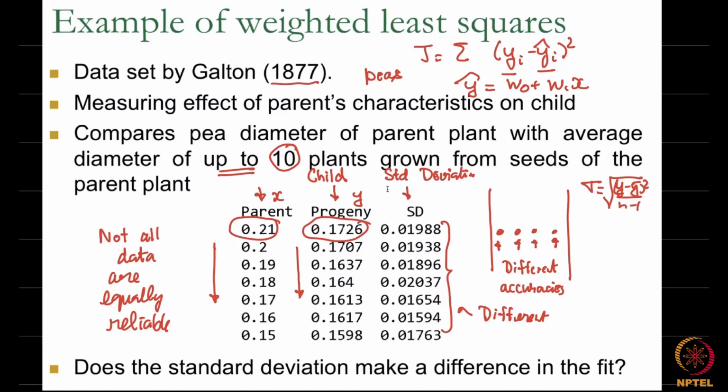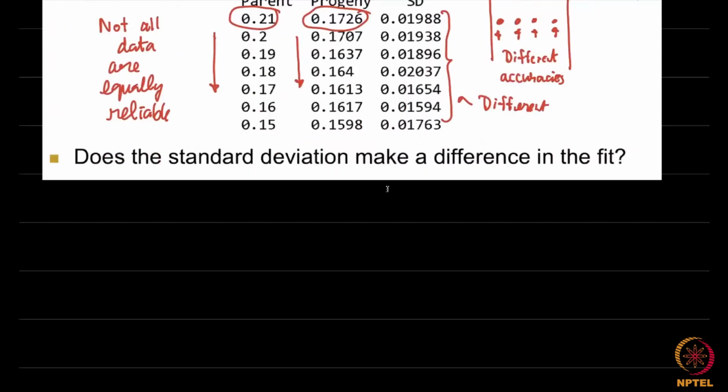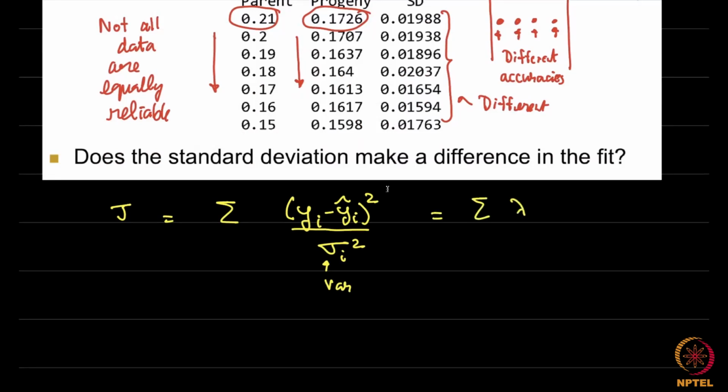Okay. So the way this makes a difference, of course, is the difference that I had shown you earlier, which was to say that J is no longer simply the sum of (yi minus y hat i) squared, but I want to scale this by the inverse of the standard deviation or inverse of the variance. Sigma i squared is called the variance, as you might remember. Sigma i itself is the standard deviation. So we can write this as sum of lambda i (yi minus y hat i) squared.